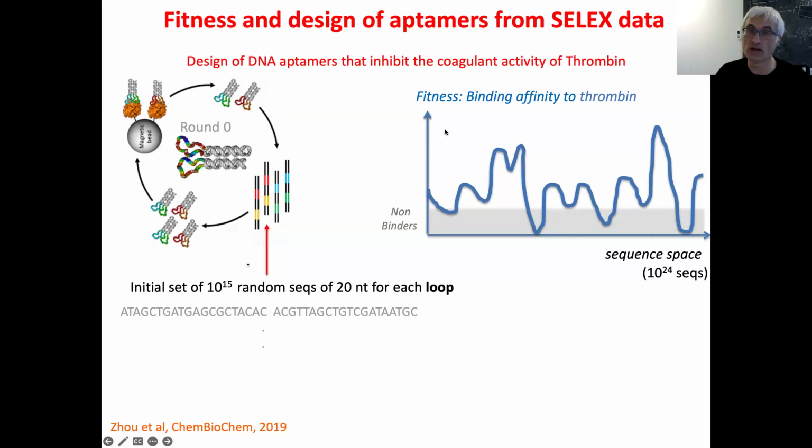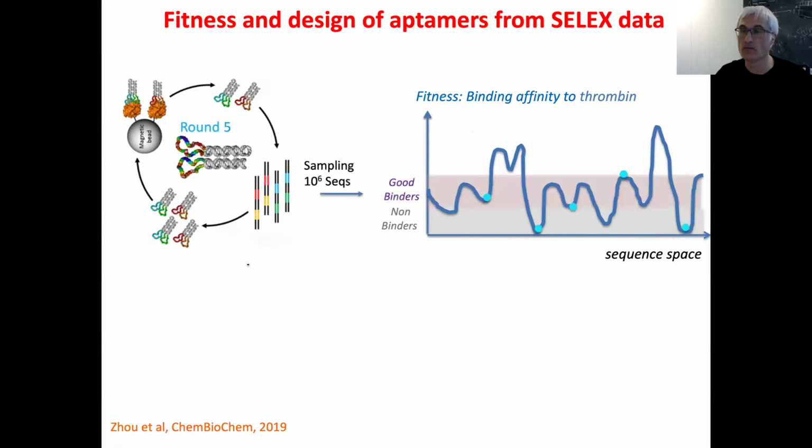So essentially, what you can imagine is that there is some kind of landscape which is totally unknown, which I'm trying to draw. The sequence space is the x-axis, which is huge, and you have a vertical axis telling you it's a good binder if it's high, and it's not a binder if it's low. Something like that should exist, right? So at the beginning, at round 0, since we have a library which is purely random, there might be some good ones, but most of them are actually very bad. They are in the bottom here, and few can be actually better.